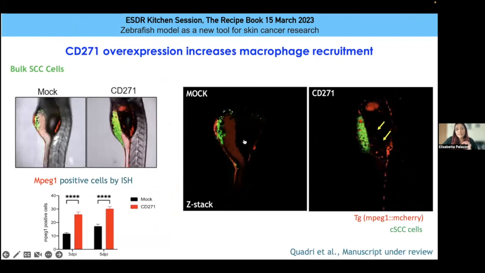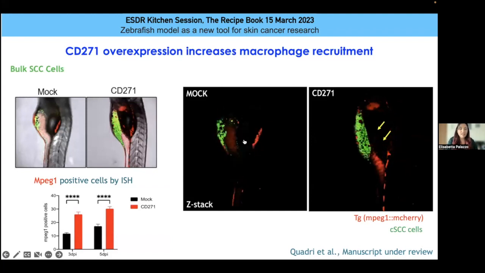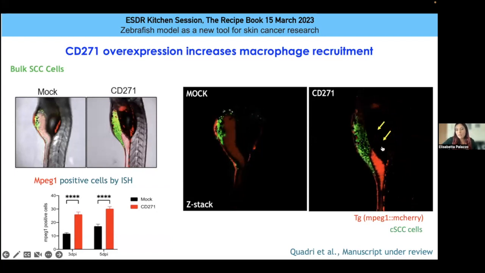So here you see our cells in green going outside the yolk area in the control cells. And here you can see in red, the macrophage going into the site of injection. And then you can count the area, you can perform in situ hybridization.